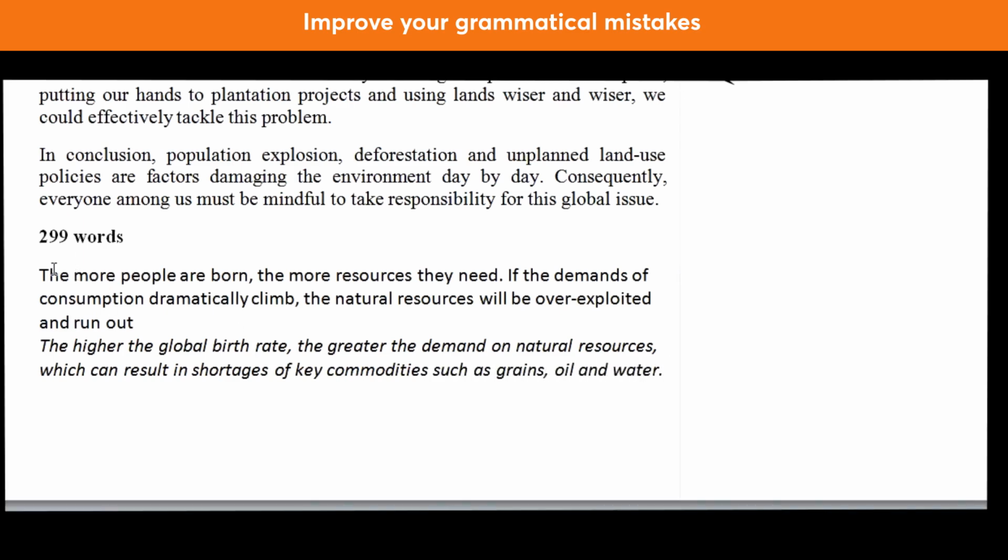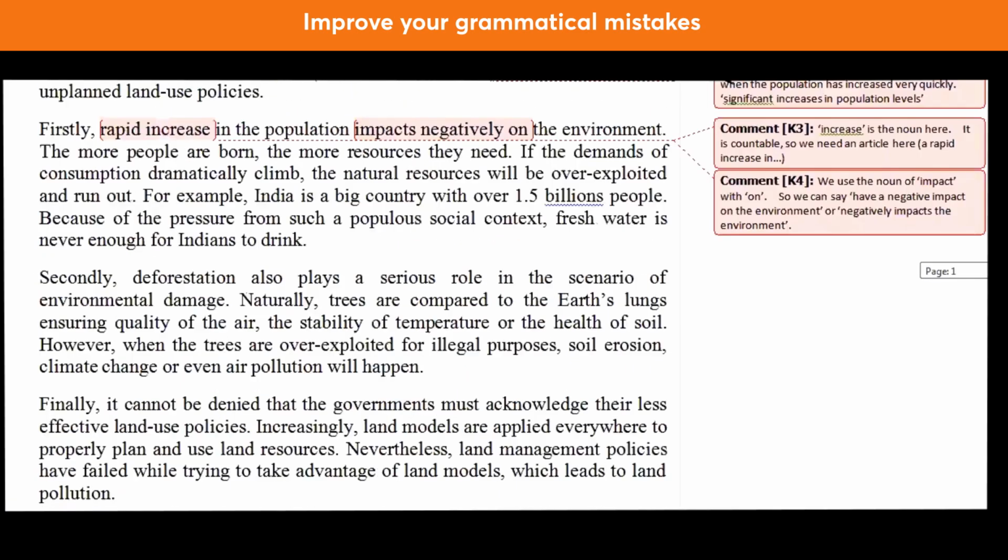Okay, and like I said, here, the more people are born sounds a little bit strange. So we can change that to the higher the global birth rate. And here, run out, we might change that to which can result in shortages. And why not give examples of those shortages as well? What are they? Be specific about when you give examples as well.